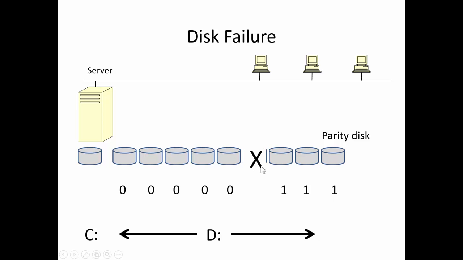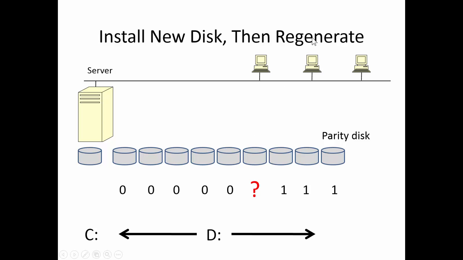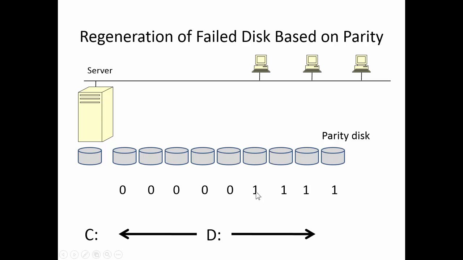So now if a disk fails, and then we put in a new disk and we select regenerate, how does it know whether to put a 1 or a 0 on this new disk that we are trying to regenerate? Well, if you always have an even number of 1s in the 9 bits, and we already have an odd number of 1s, then this bit has to be a 1, so we always get an even number of 1s. We regenerate the failed disk based upon parity.